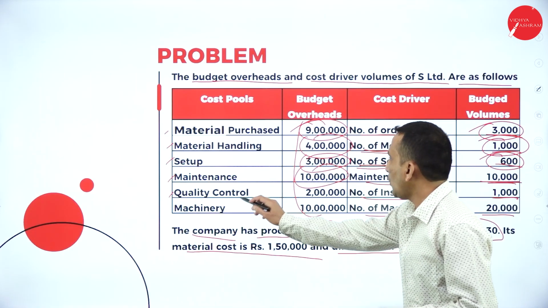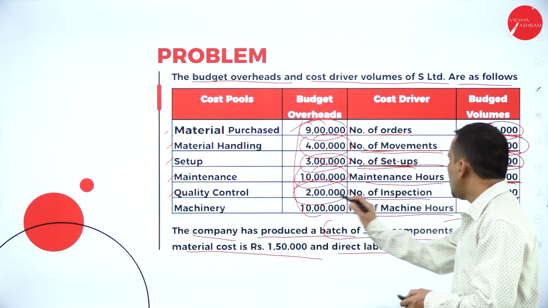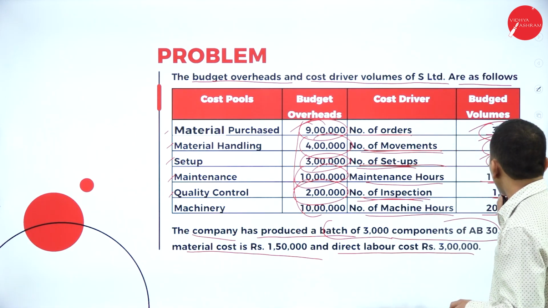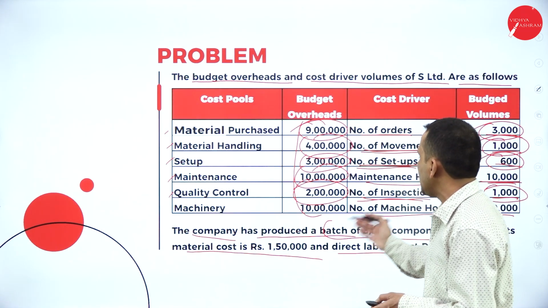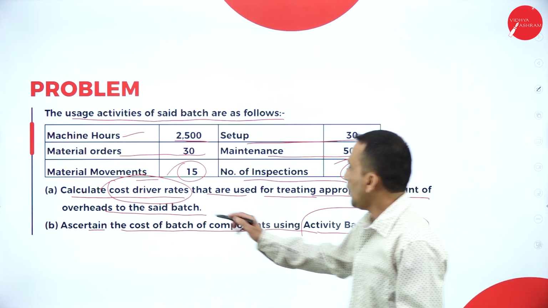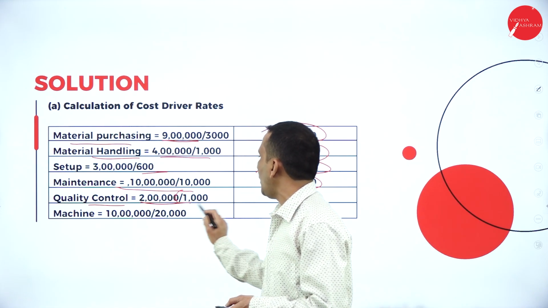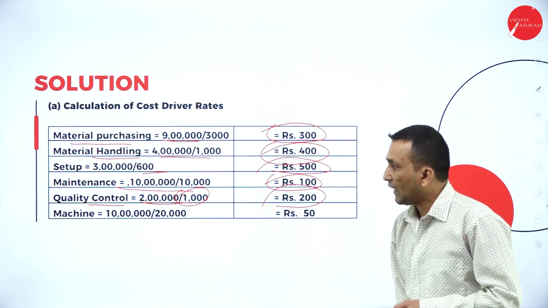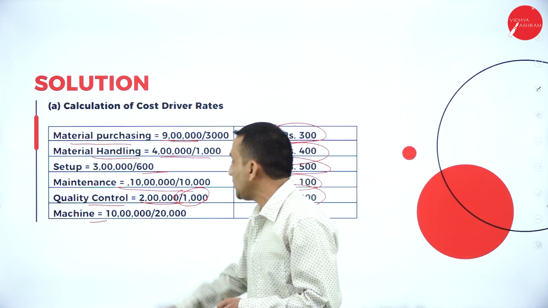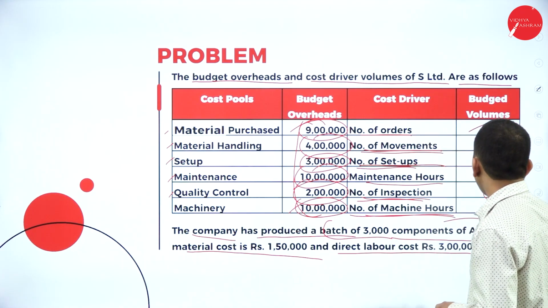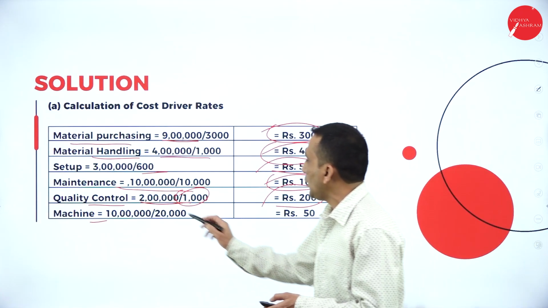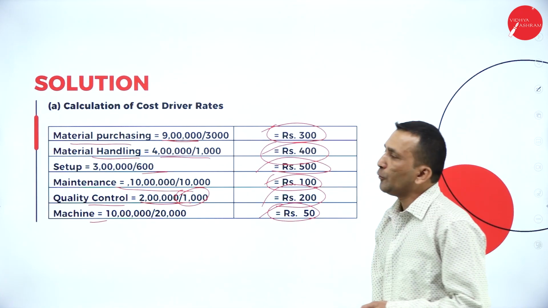Next, quality control, the value is 2 lakh, and the number of inspections is 1,000. Here the value is divided by the cost driver, so we can find it easily. 2 lakhs divided by 1,000, we get rupees 200. Last one, the machine cost value is given: machine cost 10 lakhs, and the number of machine hours is 20,000. 10 lakh divided by 20,000, the rate we get is rupees 50.